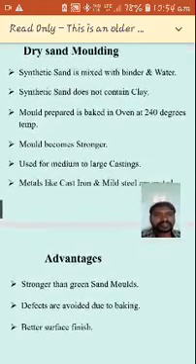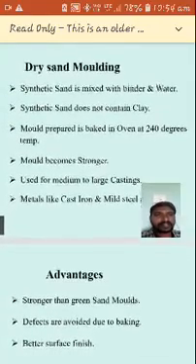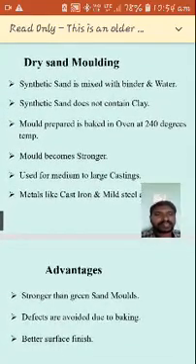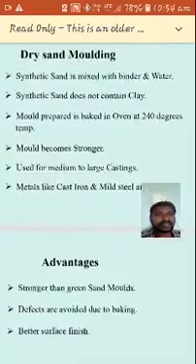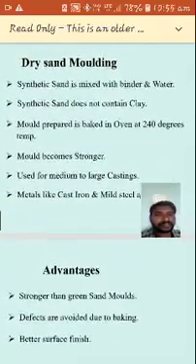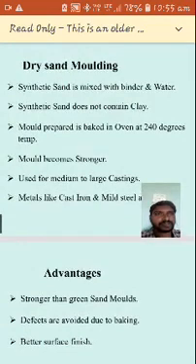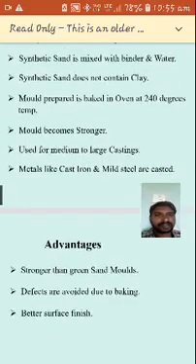Synthetic sand is mixed with the binder and water. Synthetic sand does not contain clay. The mold prepared is baked in an oven at 240 degrees temperature. Okay, so the mold is baked. Dry is nothing but there is no moisture content in the mold.